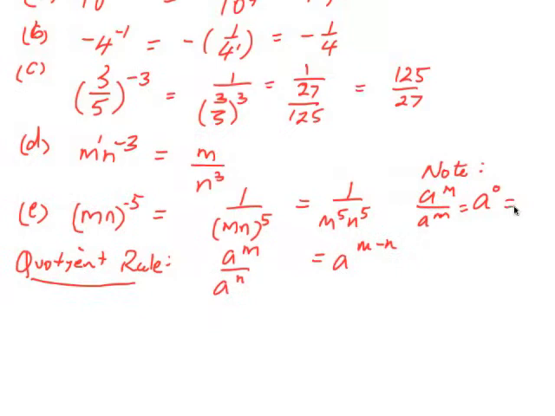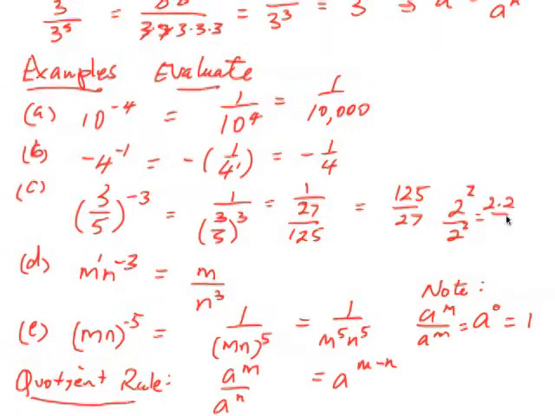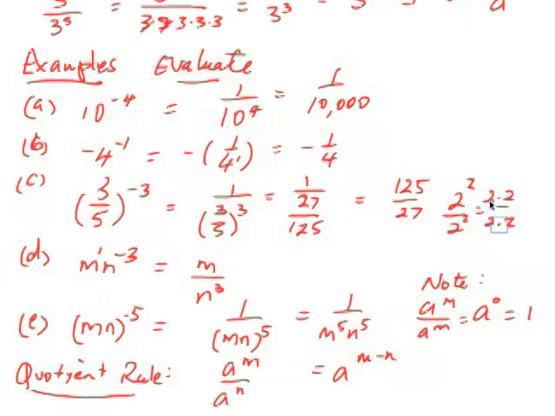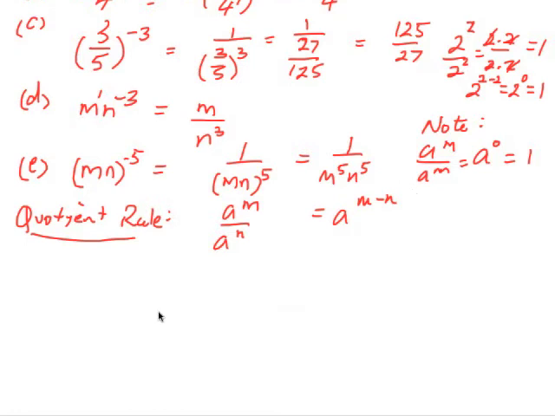Right, a short example of this is, what if I have 2 squared over 2 squared? This would be 2 by 2 over 2 by 2. Notice that we cancel here to get 1, and we have 2 to the 2 minus 2, which is 2 to the 0, and that must be 1. Okay, so we have that. All right, so let's look at some examples of this. Okay, again, we're going to simplify each of these.